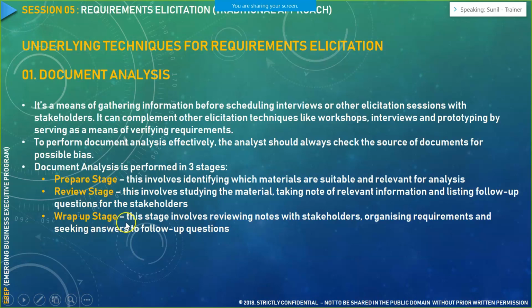After that, there should be a wrap-up stage wherein you would review notes with the stakeholder. Whatever notes you have taken so far till stage 2, you would ask for that information and confirm it with the stakeholder, whether this is the way you want the system or the requirement to be modeled. If they say yes, then you would start organizing the requirement and ask them the follow-up questions that you have already prepared during your review stage. So document analysis is one of the key techniques that you use as a business analyst when it comes to requirement elicitation.